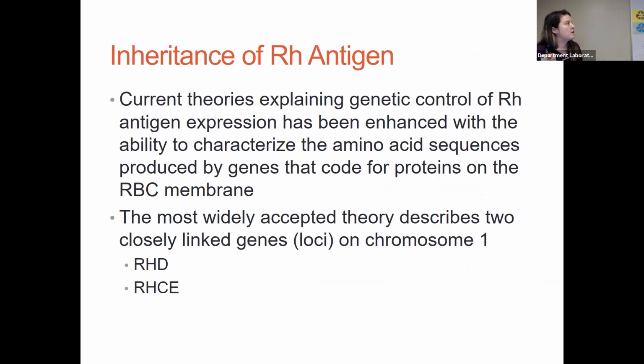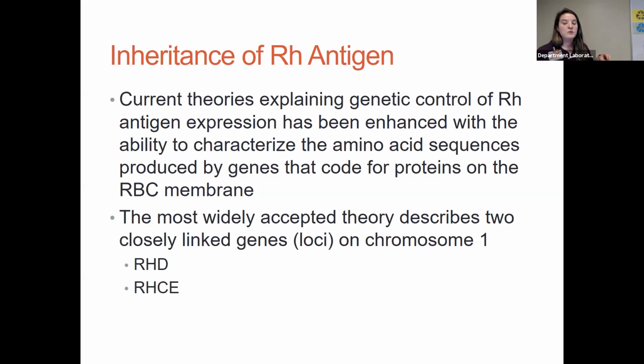There are some different theories on the inheritance of Rh antigens. The current theory explains genetic control of Rh antigen expression, which has been enhanced with the ability to characterize the amino acid sequence controlled by the genes. We talked about that in the genetics of immunohematology: the DNA is in your nucleus, messenger RNA copies that DNA pattern, and then transfer RNA brings in the amino acids, which produce the protein, which then controls the expression of the antigen on the red cell.